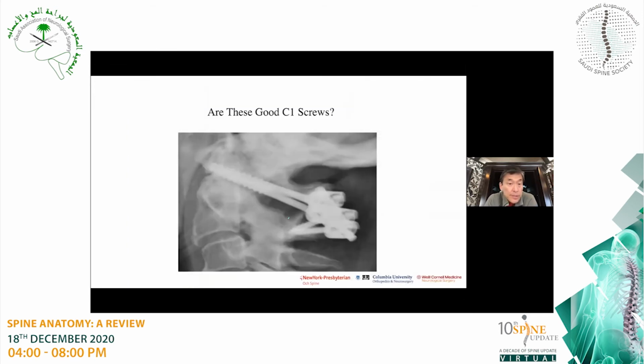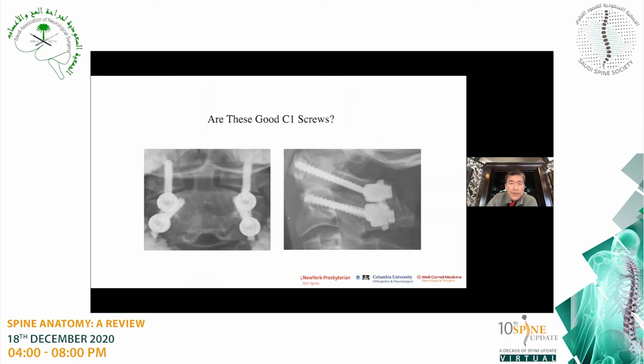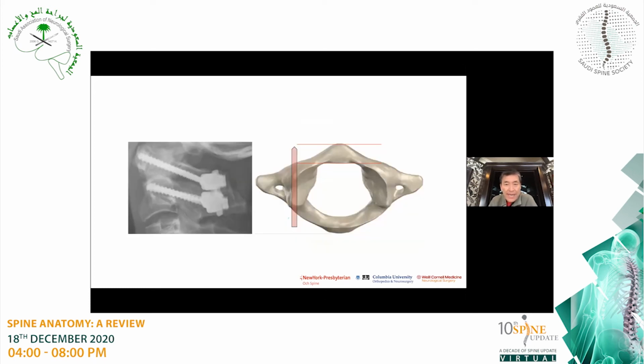Are these good C1 lateral mass screws? They look pretty good. They look like they're in a good position. And are these good C1 lateral mass screws? They too look like they're in good position, and they look like they've got good purchase. But the answer is they are not. They're way too long.